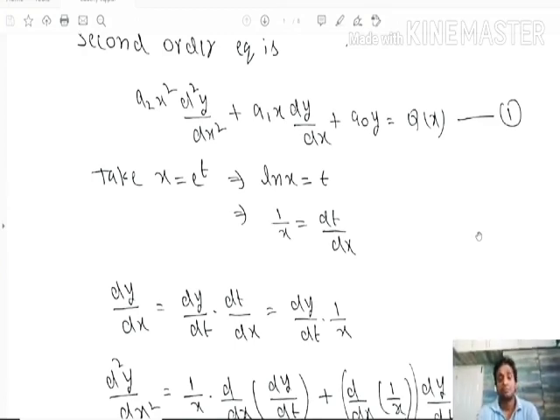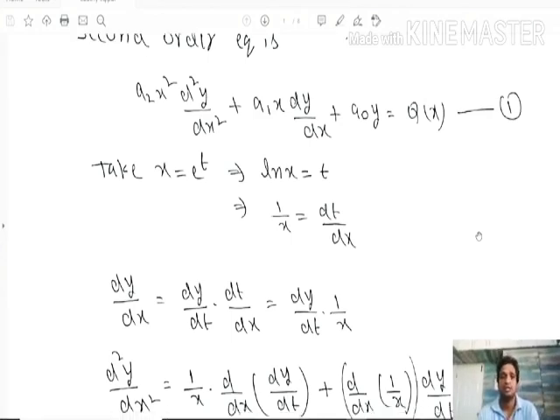And how to solve this type of equation? First we introduce one more variable called t, that is x is equal to e power t, we assume. Then t will be ln of x and 1 by x is equal to dt by dx. We change the differential equation of independent variable x into independent variable t. Then we solve in t, and again we change t back to x. That gives the solution to the original differential equation.